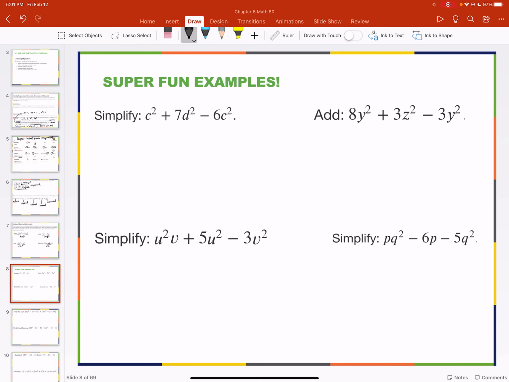So then what about this one here? We look for two terms that are alike, or more terms that are alike. So here, the first term, we have c squared minus 6c squared, so that's negative 5c squared plus 7d squared, because we can't combine the c's and the d's.